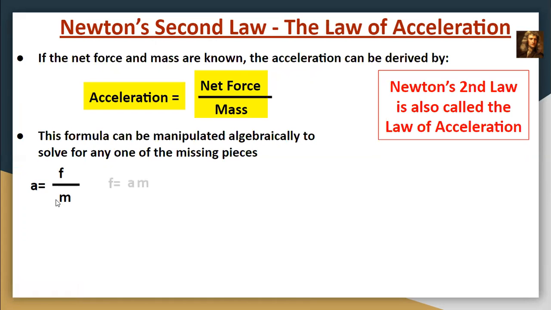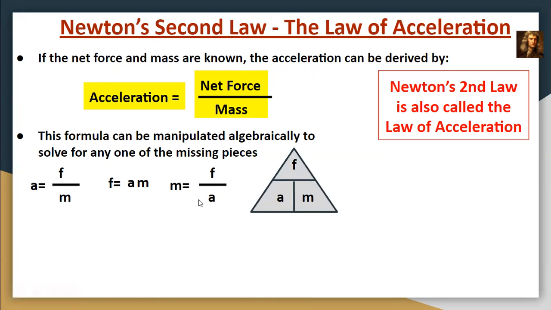If you use algebra, you can move those around to get force is equal to acceleration times mass, or mass is equal to force divided by acceleration. You can use the triangle and cover up the thing you're looking for. So in a word problem, if you're missing the force, you cover up force and you see that A times M is your result. That's your formula. If you're looking for acceleration, you cover it up and then you have force divided by mass.